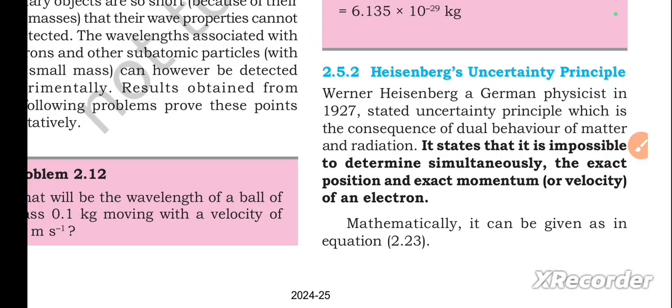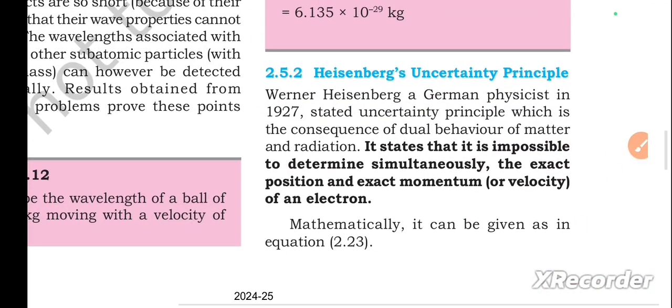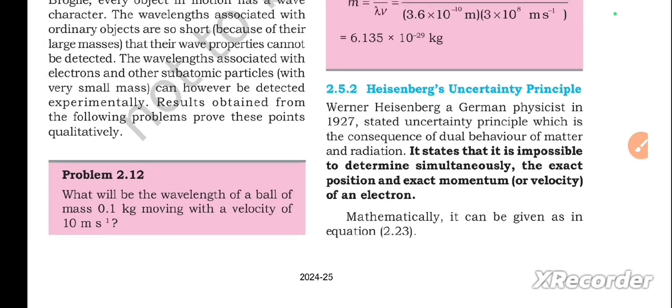Next, Heisenberg's uncertainty principle. Werner Heisenberg, a German physicist, in 1927 stated the uncertainty principle, which is the consequence of dual behavior of matter and radiation. It states that it is impossible to determine simultaneously the exact position and exact momentum or velocity of an electron.